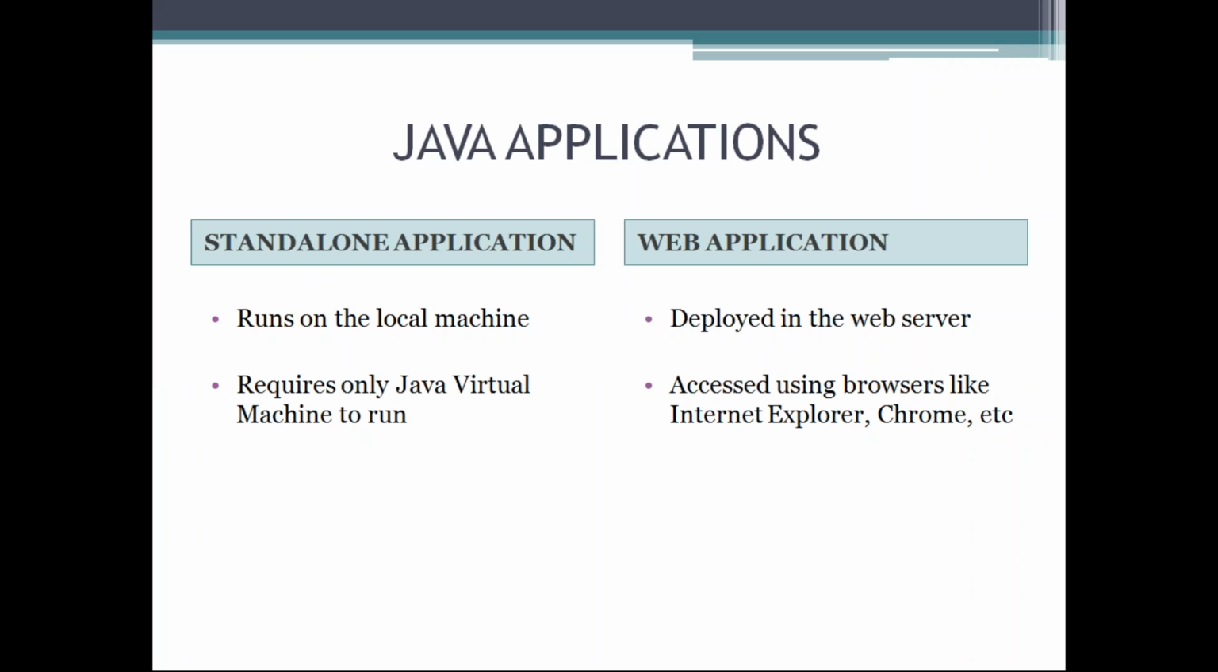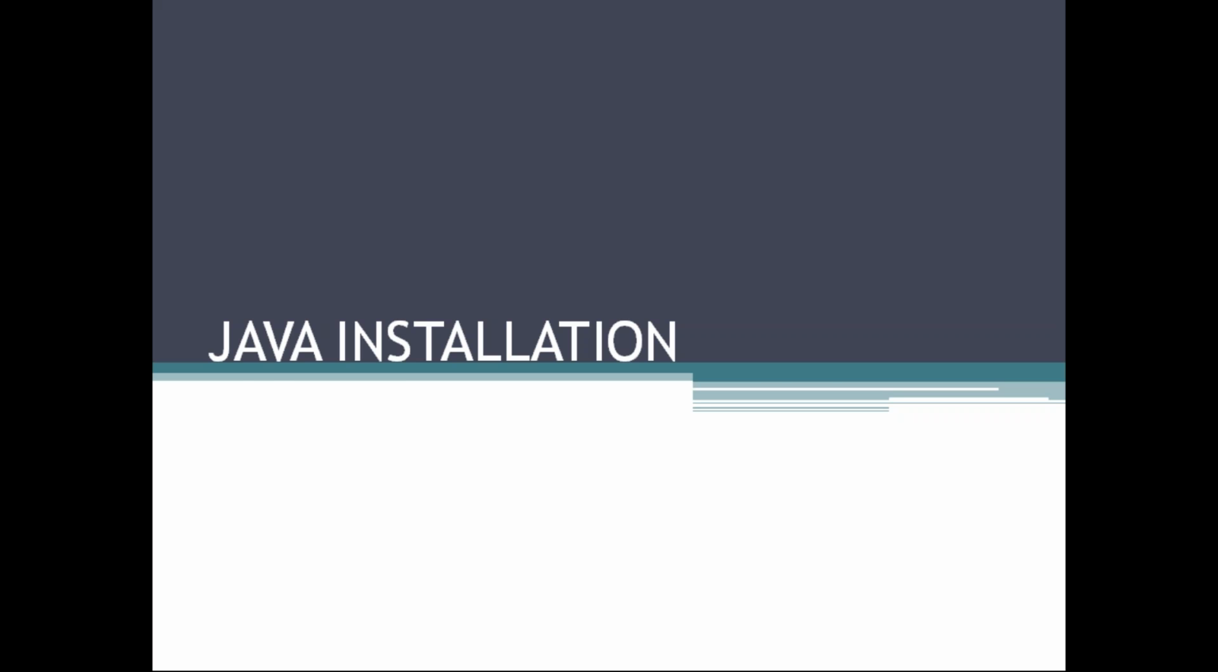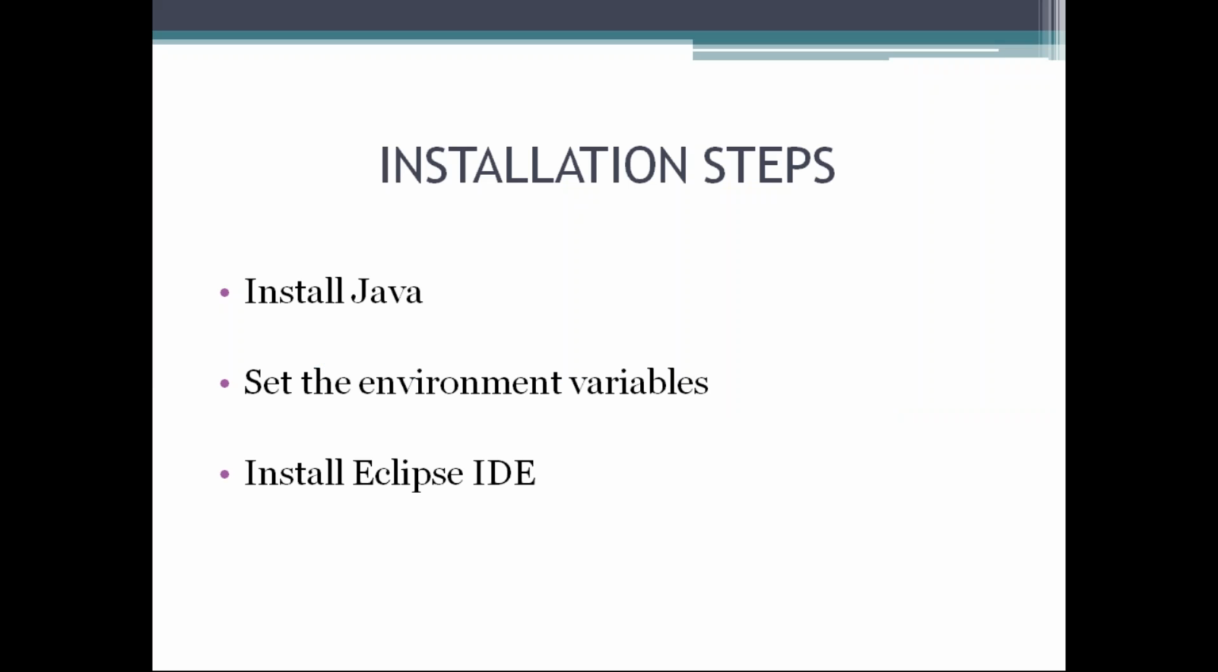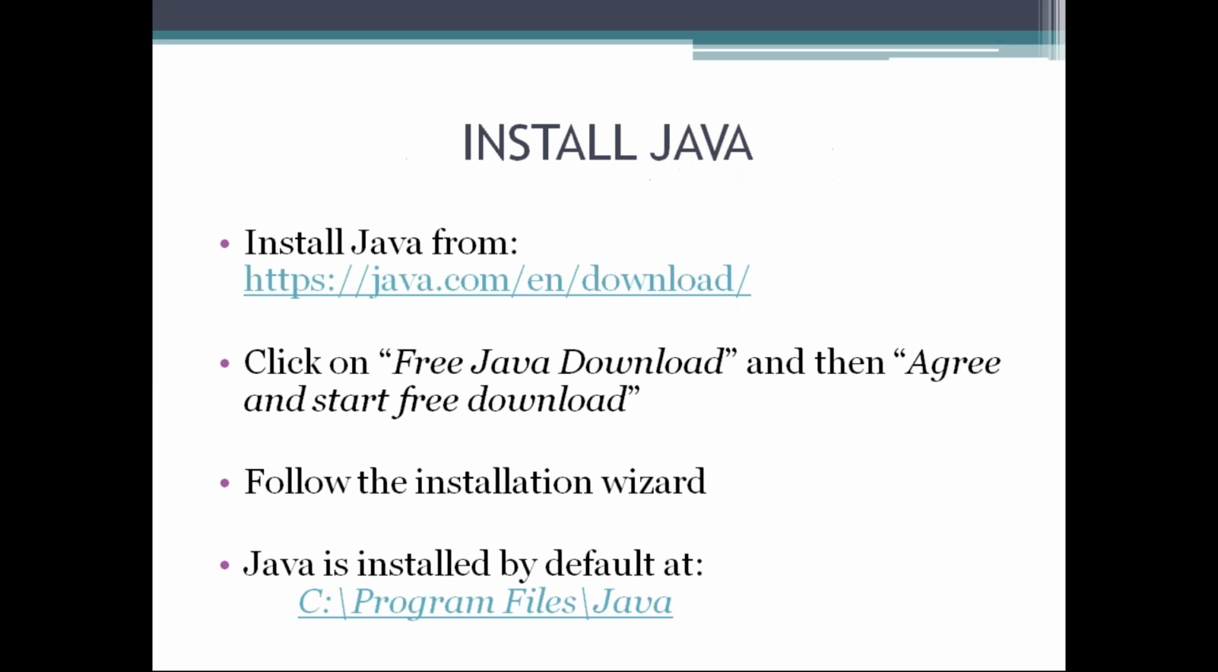Okay. So we'll move on with the Java basic installation. The installation consists of three simple steps. First thing, we'll be installing Java and setting up the environment variables, and then the Eclipse IDE. We'll be looking into that later.